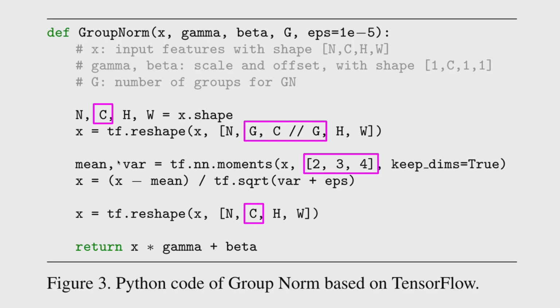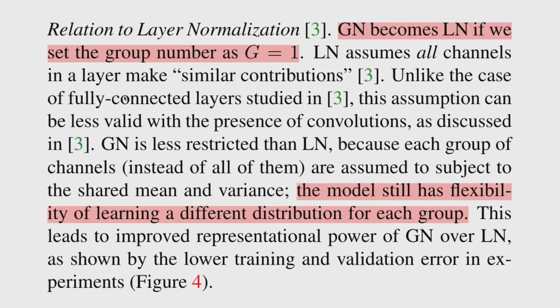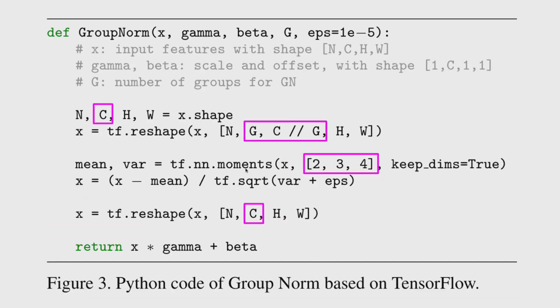Then when we take the mean and variance, we're taking it across the 2, 3, 4 indexes. So here's index 0, here's index 1, 2, 3, 4 is the channels per group, the height, and the width. And that again goes back here: channels per group, height, and width. So those are the dimensions, those 3 dimensions. C, H, W are the 3 dimensions that are actually used during the calculation of our mean and variance.